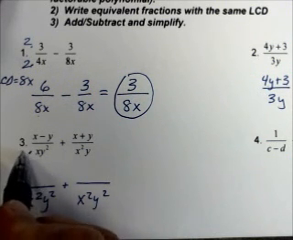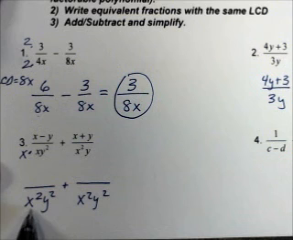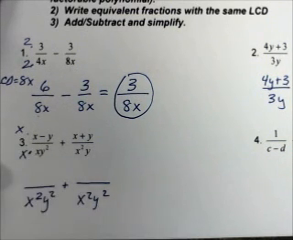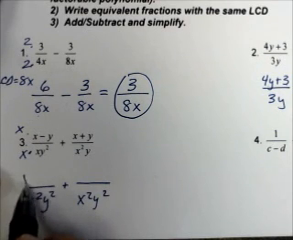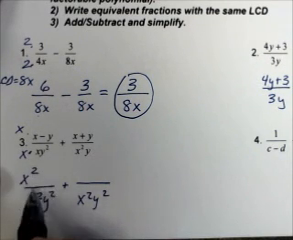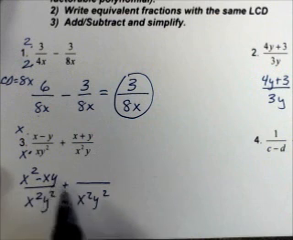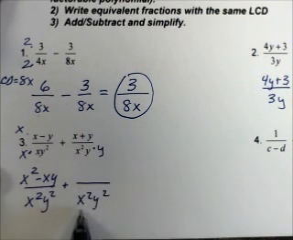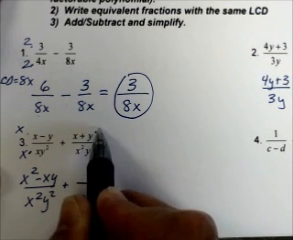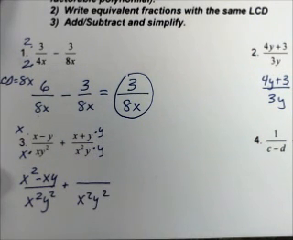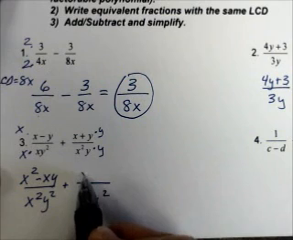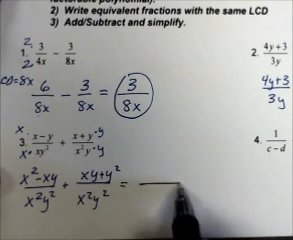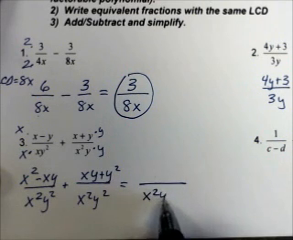We multiply this by x to get x squared y squared. So multiply the numerator by x. So x times x is x squared. x times negative y is negative xy. We need to multiply this denominator by y to get x squared y squared. So we multiply the numerator by y. So we have xy plus y squared. Copy our denominator, x squared y squared.